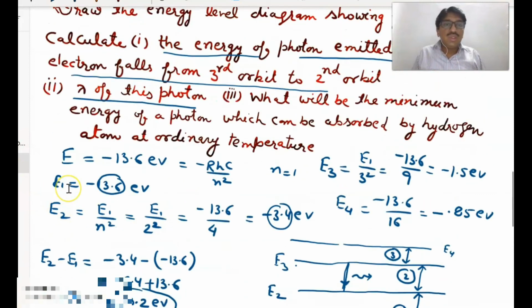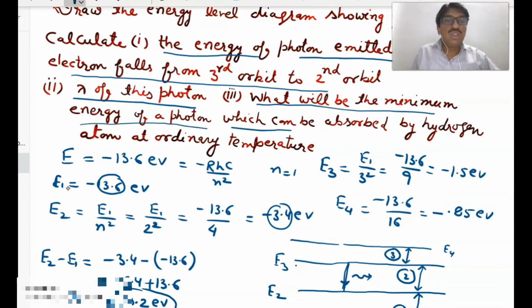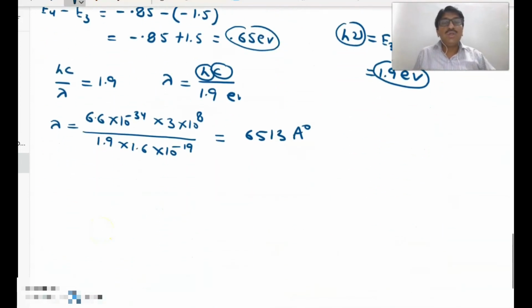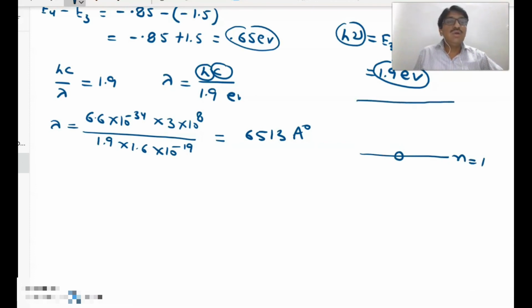And now third, we have to determine what will be the minimum energy of a photon which can be absorbed by a hydrogen atom at ordinary temperature. And we know that at ordinary temperature, the electron remains in the n equal to 1 level. This is the electron, and at ordinary temperature it can transit from 1 to 2.